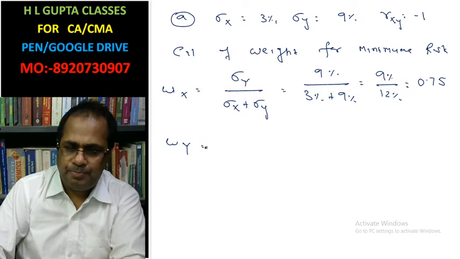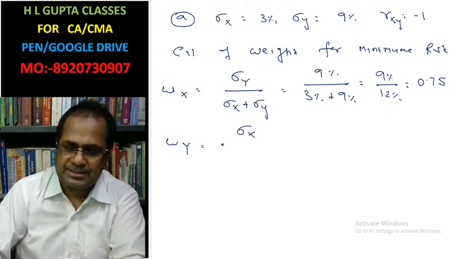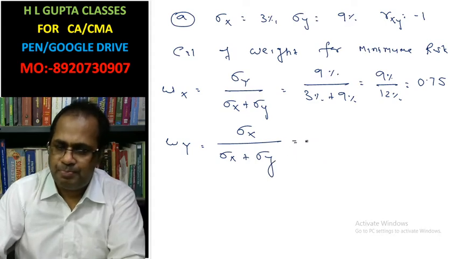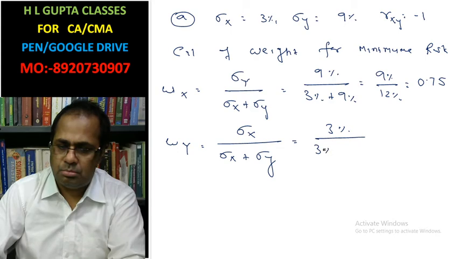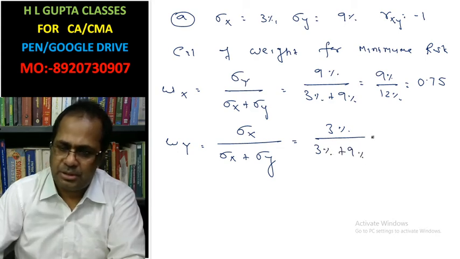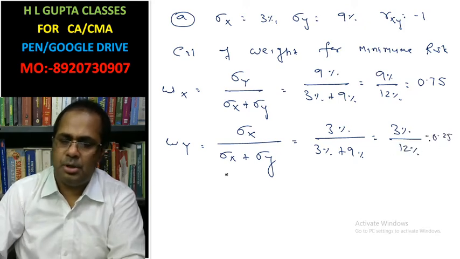Weight Y equals the standard deviation of X divided by the standard deviation of X plus the standard deviation of Y, that is 3% divided by 3% plus 9%, 3% divided by 12%. This is 0.25.